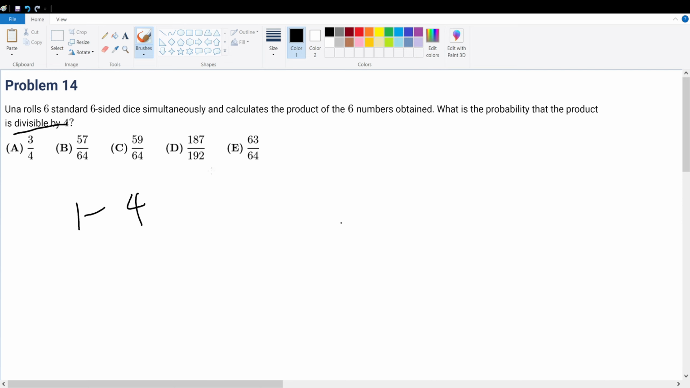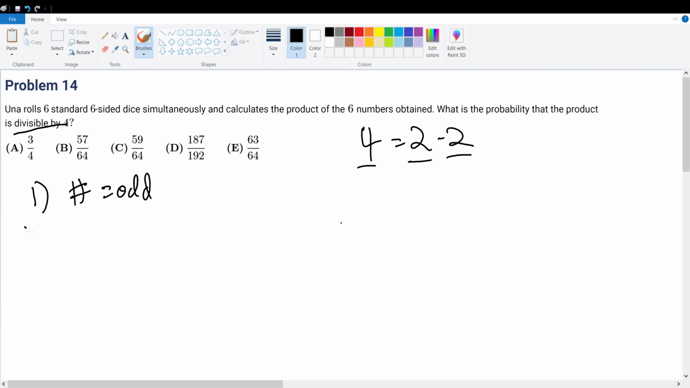For a number to be divisible by 4, that number has to have two 2's, because 4's prime factorization is 2 and 2. So you need to have two 2's in the prime factorization in order for it to be divisible by 4. So what are the cases, right? The first case is that there's no 2's. If there's no 2's, that is, in other words, an odd number.